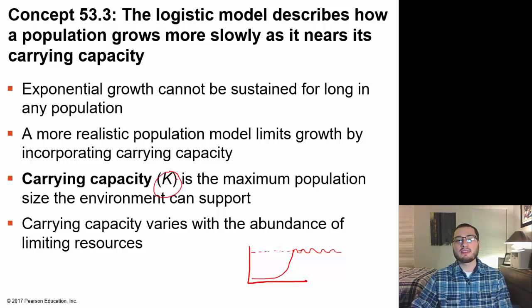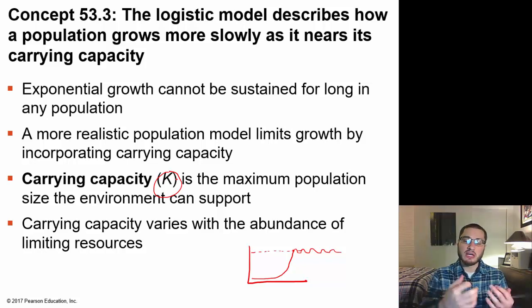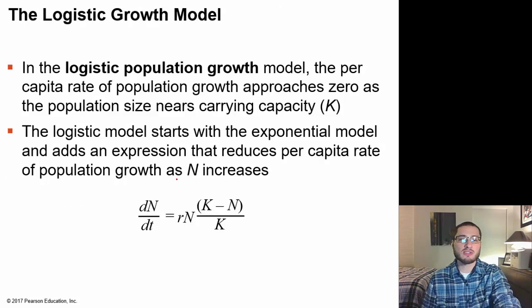That's the maximum that the environment can support. That's our carrying capacity. So it varies with the abundance of limiting resources. Obviously, the carrying capacity of a desert is going to be different than the carrying capacity of a temperate forest or a rainforest. It really depends on the organism you're talking about as well as the environment you're talking about. So in the logistic population growth model, the per capita rate of population growth approaches zero as the population size nears carrying capacity, right?